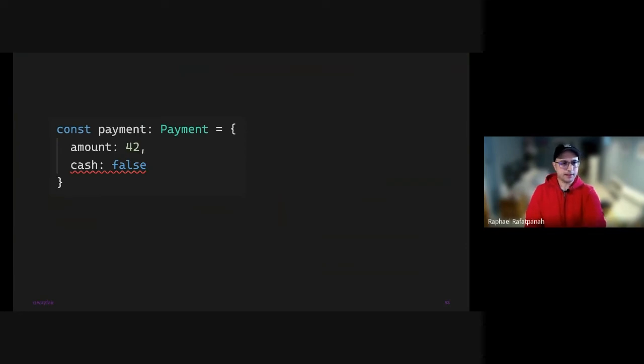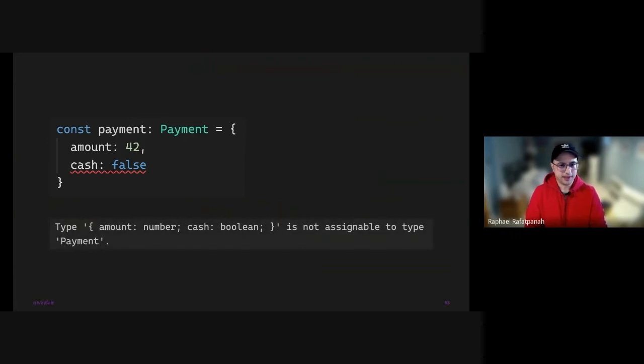And if we have this new payment method type, we can see that we're not allowed to represent those bad data examples that we saw earlier. Over here, we see that TypeScript will say, hey, this is not a payment. And that's fantastic. We've encoded our domain in the code.